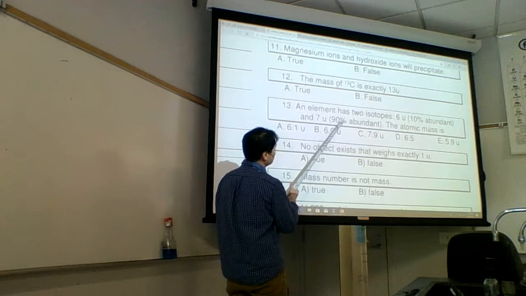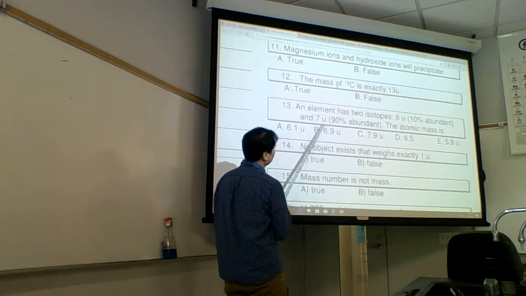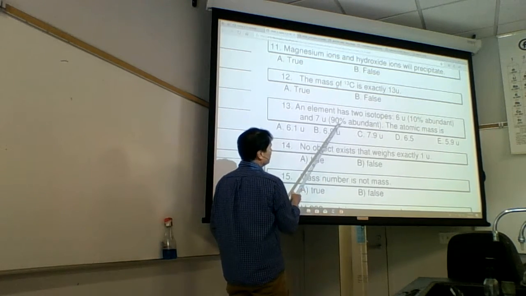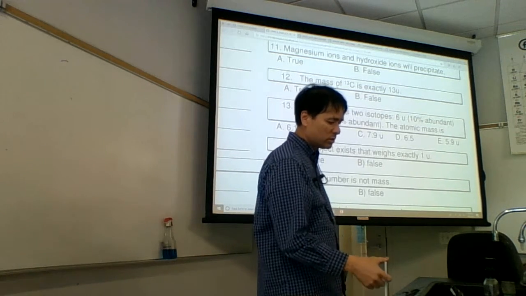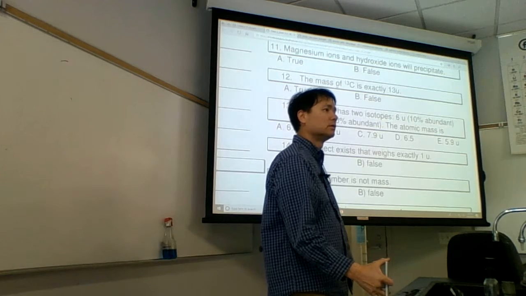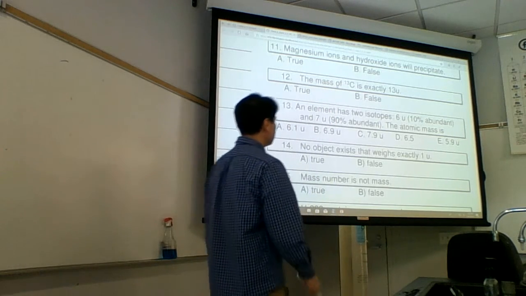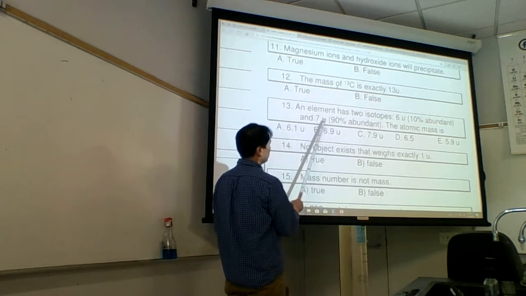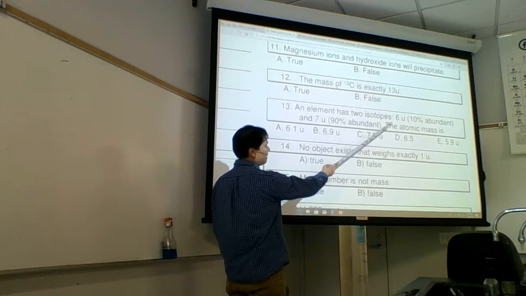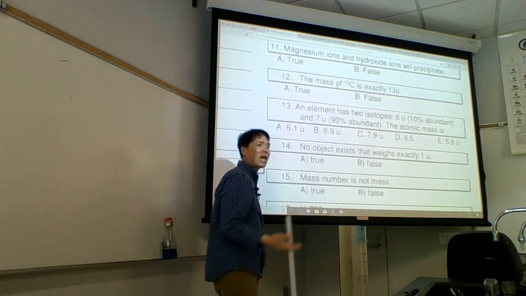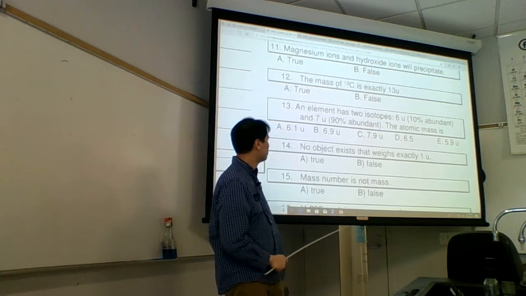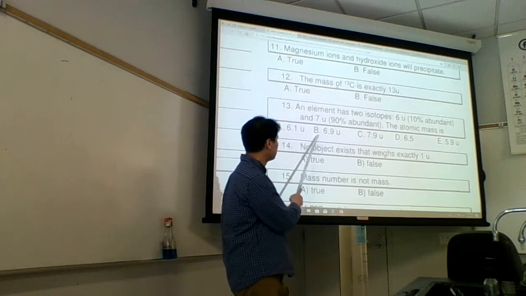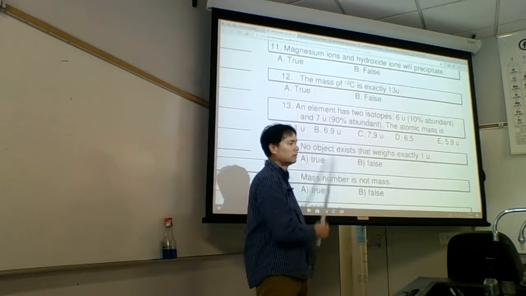13. An element has two isotopes, 6 U and 7 U. The 6 U is 10% abundant, 7 U is 90%. And so what's the average? The average is going to be much closer to 6 or much closer to 7? It's going to be much closer to 7. 90 out of 100 weighs 7. Only 10 out of 100 weighs 6. And so the average will be 6.9 U.